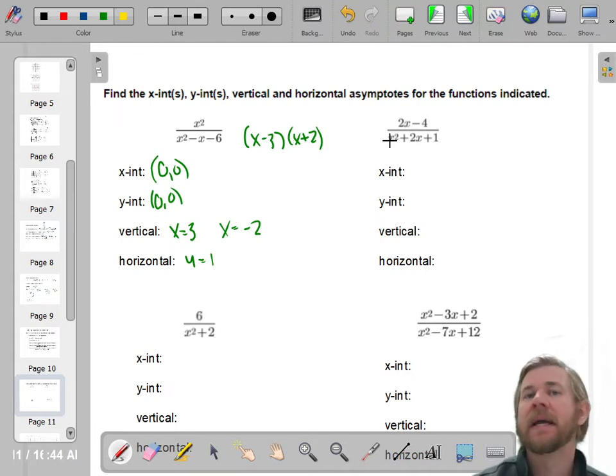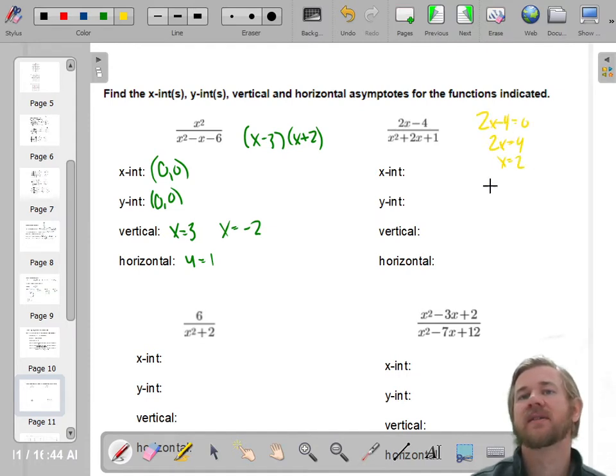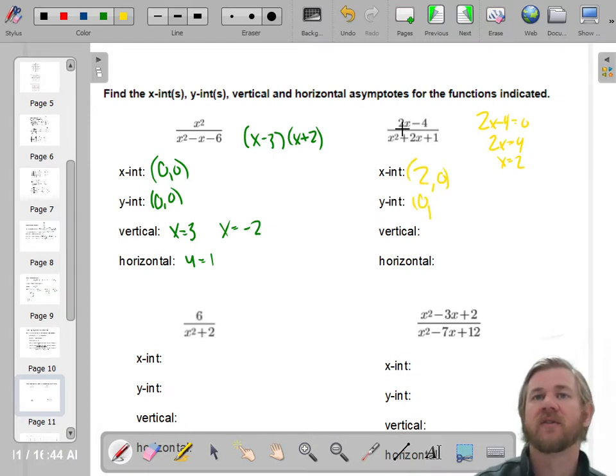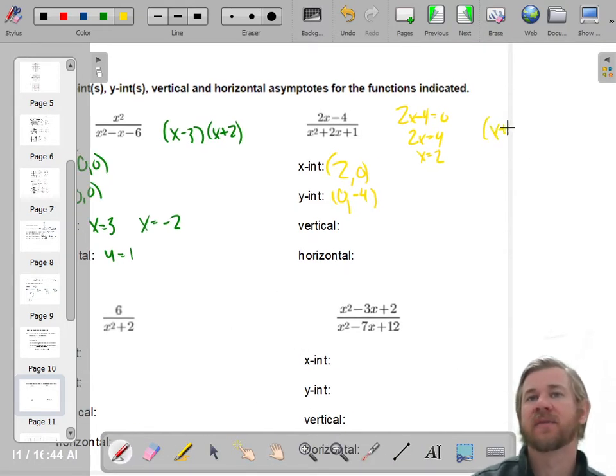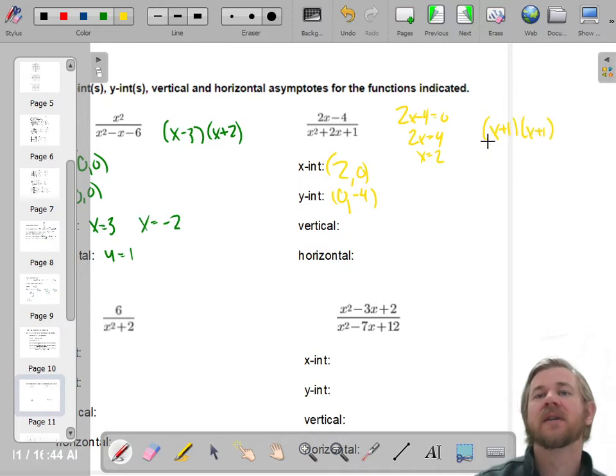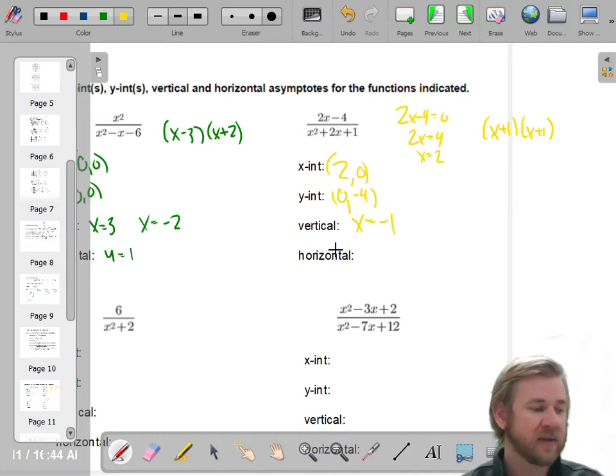Okay, let's try another one. X-intercept, numerator equals 0. When does 2x minus 4 equal 0? When 2x is 4, which is when x is 2. So 2, comma, 0. Y-intercept, when you plug in 0 for x, you get -4 divided by 1, which is -4. Vertical asymptote, denominator. When does the denominator equal 0? Again, I'm going to factor this. It's x plus 1 times x plus 1. So the denominator equals 0 at x equals -1. That's where your vertical asymptote is. Remember, that's called an infinite discontinuity.